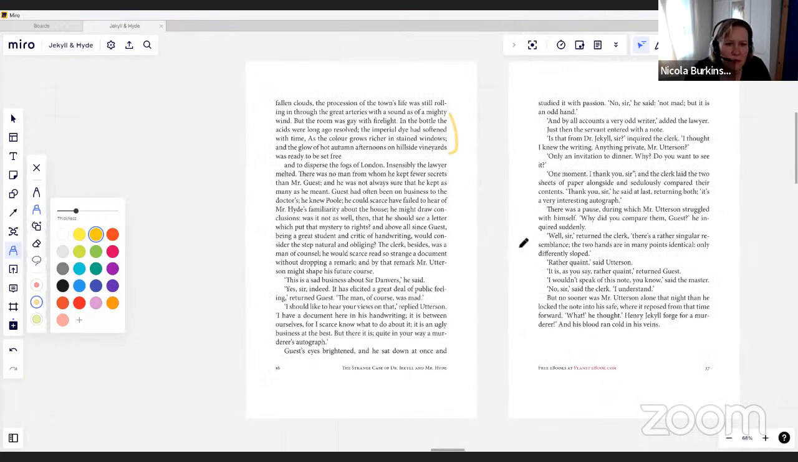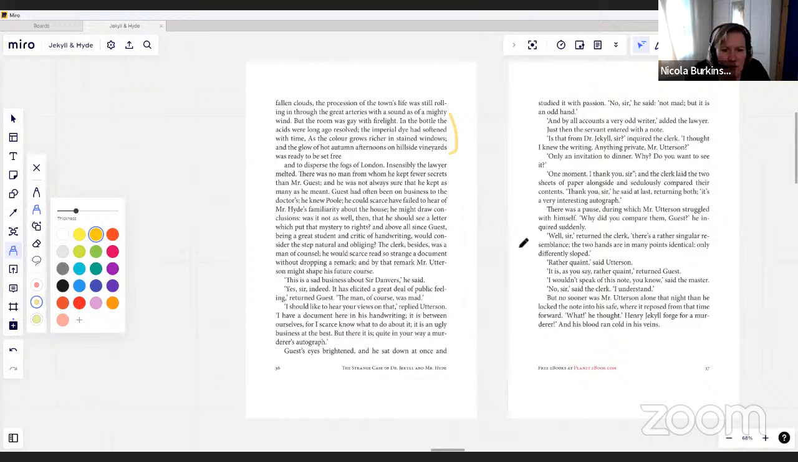And to disperse the fogs of London. Insensibly, the lawyer melted. There was no man from whom he kept fewer secrets than Mr. Guest, and he was not always sure that he kept as many as he meant. Guest had often been on business to the doctors. He knew Paul. He could scarce have failed to hear of Mr. Hyde's familiarity about the house.